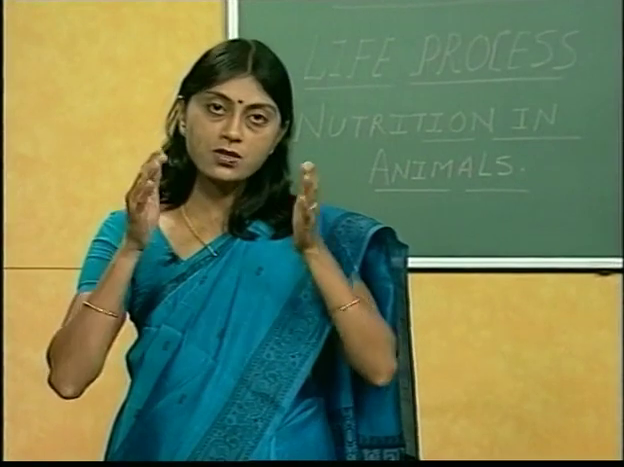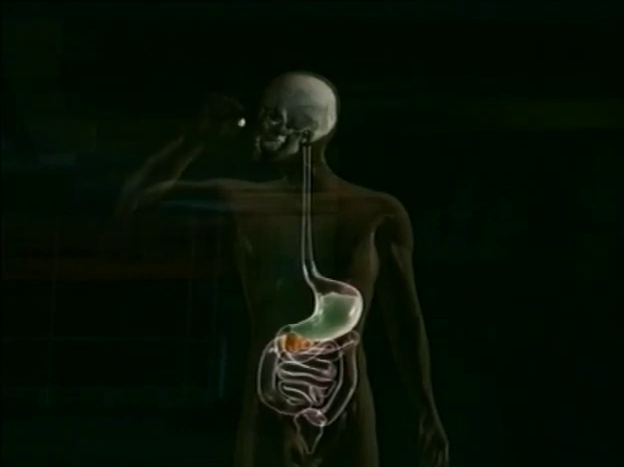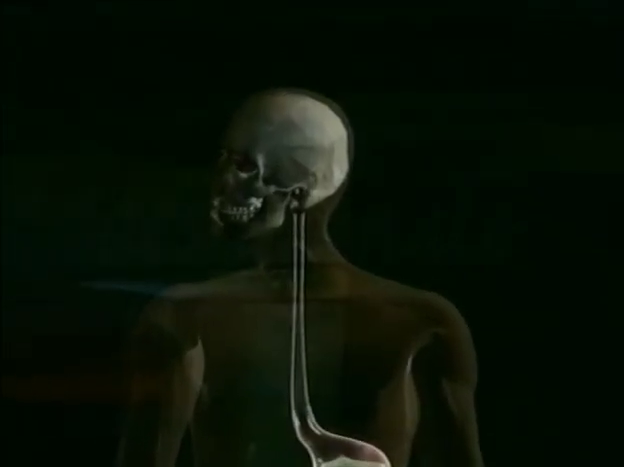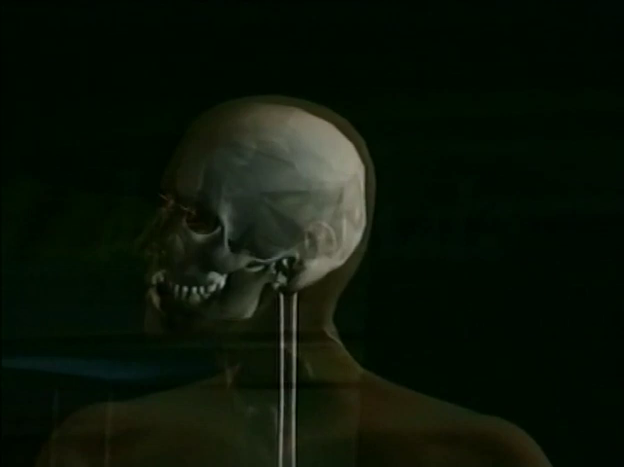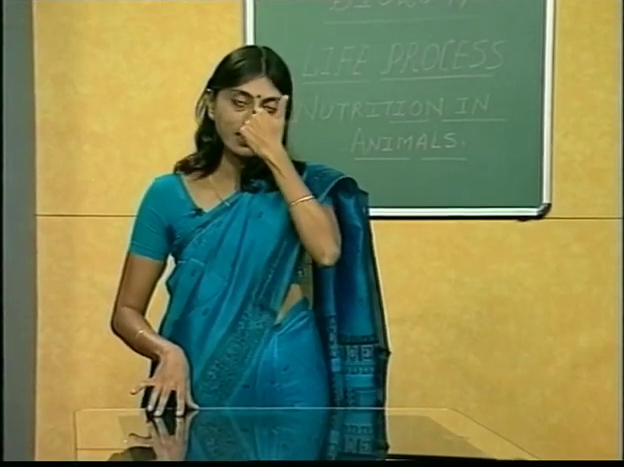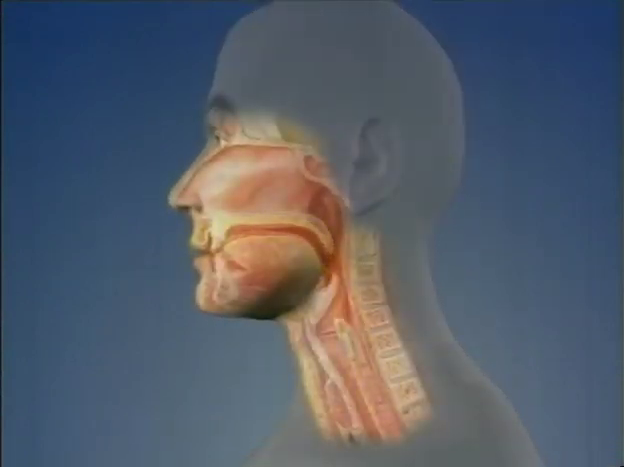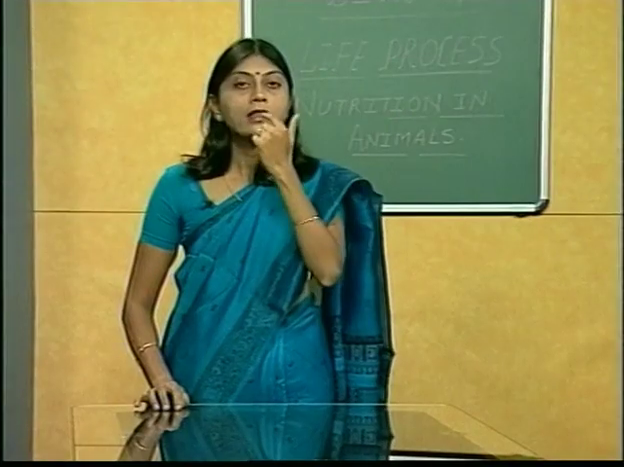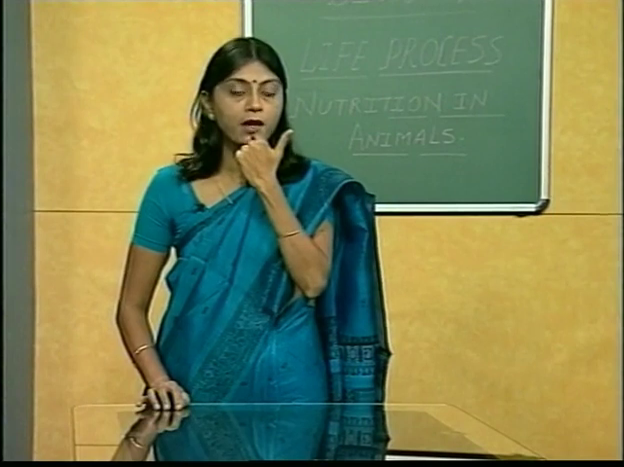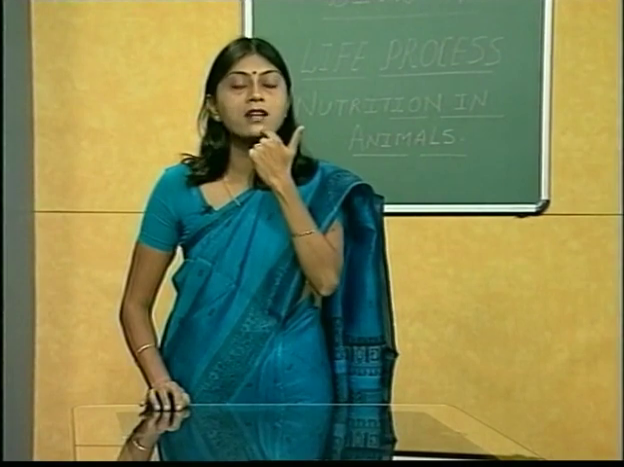So, the digestive system starts from the mouth. Mouth is an opening, and this opening opens into a cavity, and that cavity is known as the buccal cavity. This buccal cavity and the nasal cavity are separated by the hard and bony palate. In the cavity, salivary glands are present, and teeth as well as the tongue are there.